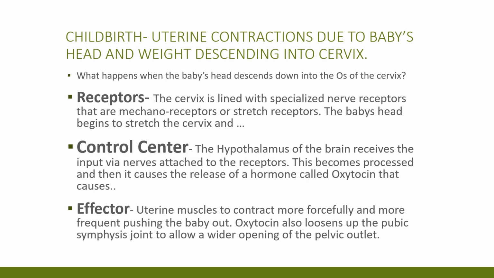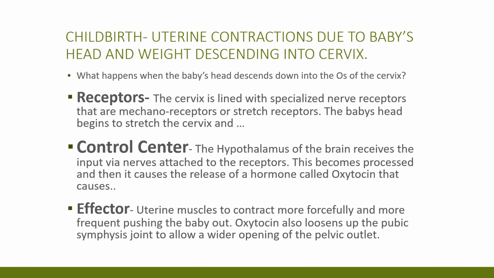Okay. In childbirth, here we go. The baby's head is descending down to the os of the cervix, that's the opening. The cervix is lined with specialized nerve receptors, which are mechanoreceptors or stretch receptors. The baby's head begins to stretch the cervix, and then the control center detects that. In this case, the control center again is the hypothalamus of the brain. It receives that input via the nerves, and this becomes processed, and it causes the release of a hormone called oxytocin.